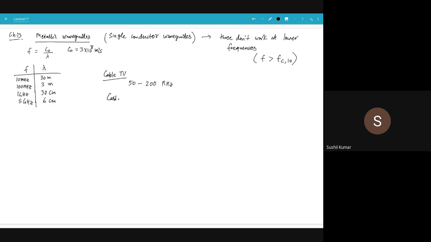Cable internet. I looked it up earlier, just for you to know: the upload is around these frequencies on a coaxial cable, and downloads are around these frequencies. I will talk about coaxial cables, which is why I'm mentioning these data points to you. There are some channels that I think are also in the 500 to 700 megahertz range. So let's talk about the dimensions.